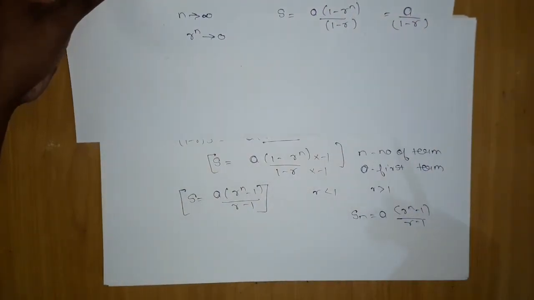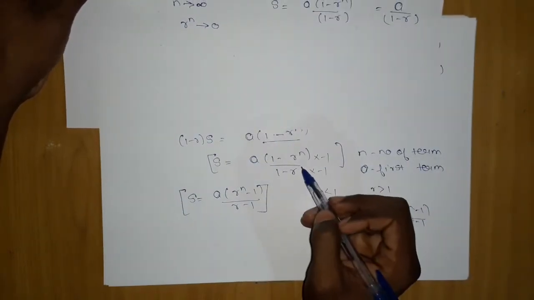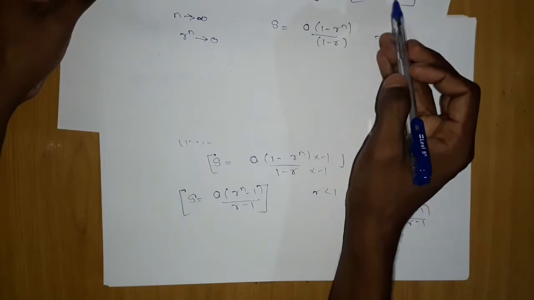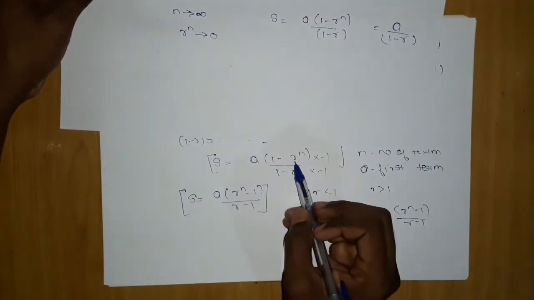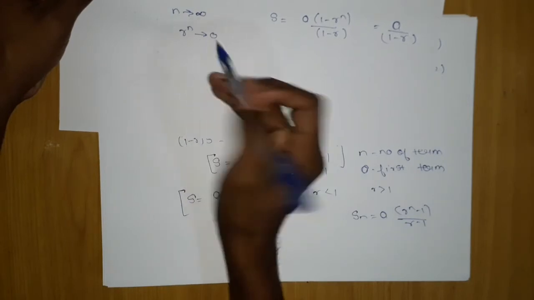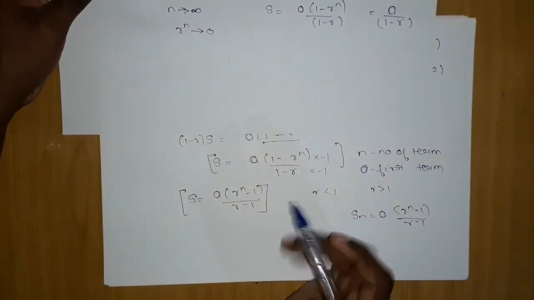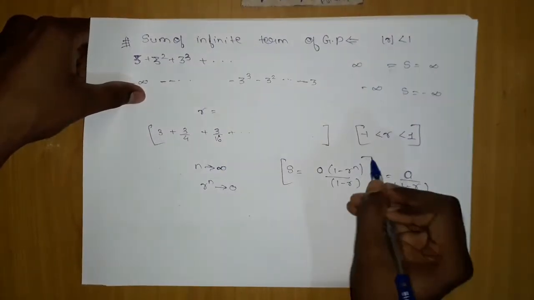Why have we taken this s formula? This one. Because r is between 1 and minus 1, so we will use this one. When we modify it and place n to infinity, r to the power n just tends to 0, which gives us the modified formula a upon 1 minus r. This is the formula for the sum of infinite terms in a GP.